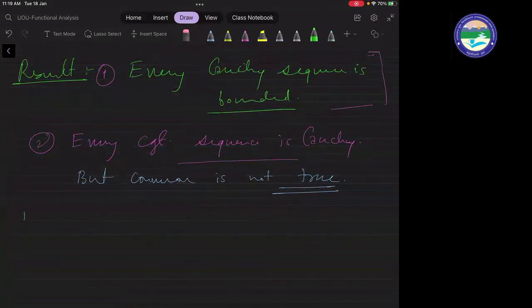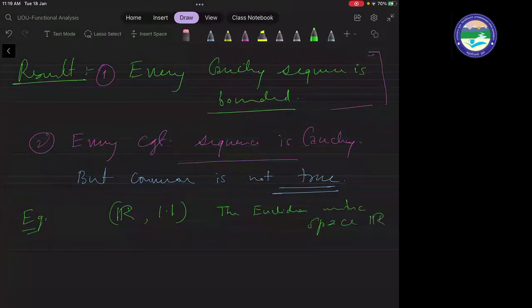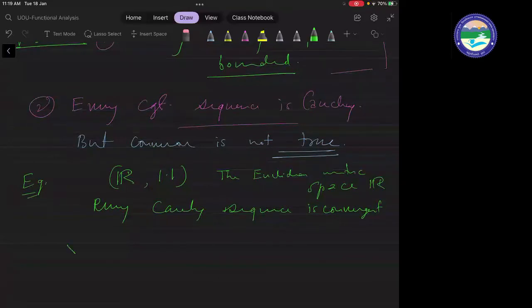Okay, so here is an example. So you know R with the Euclidean metric. In this metric space, every Cauchy sequence is convergent. We know this. Now take Y equal to the open interval (0, 1), which is a subspace of R.